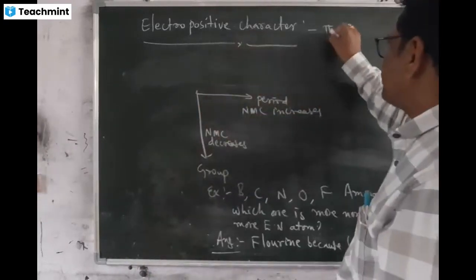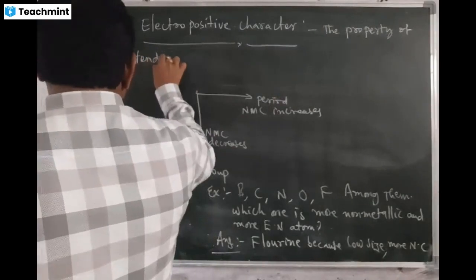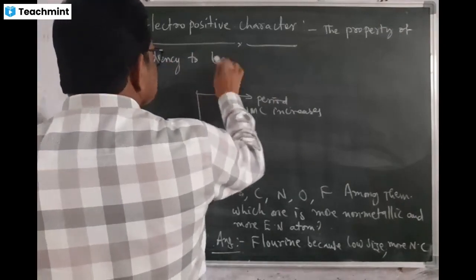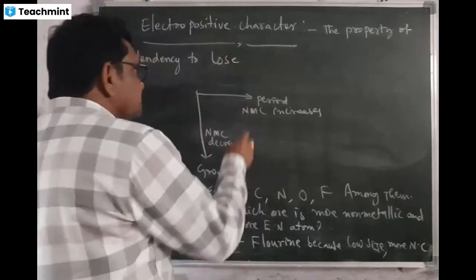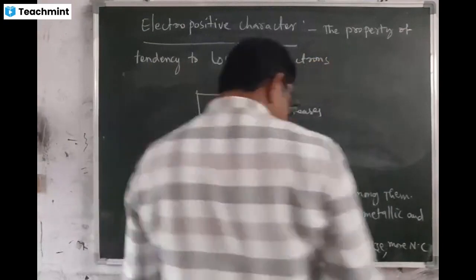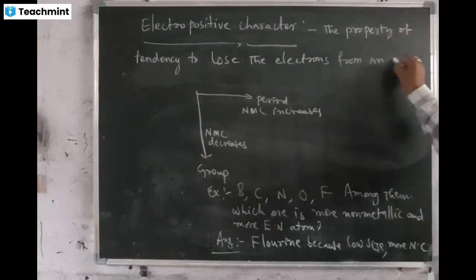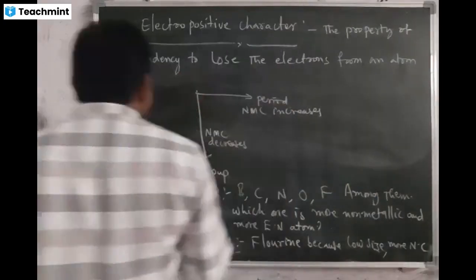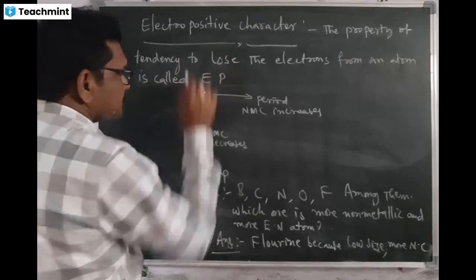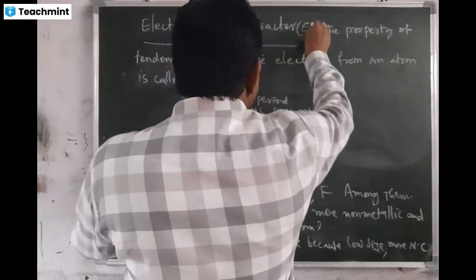So you write down the property of tendency to lose the electrons from an atom is called electropositive character. That is simply represented as EP. So electropositive character is abbreviated as EP.